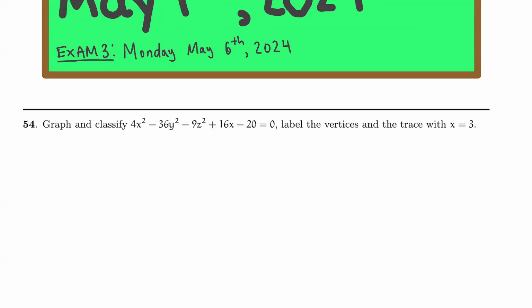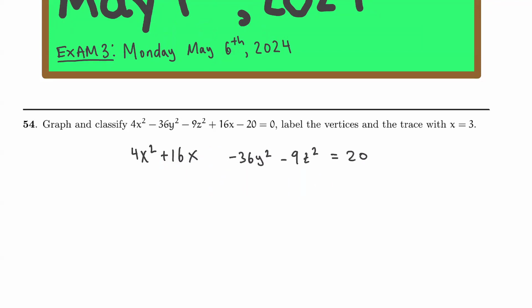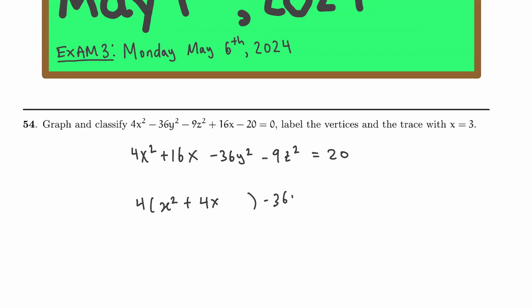What I will do first is group the terms: 4x squared grouped with 16x, then minus 36y squared, minus 9z squared, and all of this will equal 20 because I'm moving the 20 over to the right-hand side. Now that I grouped the variables, I can complete the square. But before that, I have to factor the 4 out first. So it will look like this: 4 times (x squared plus 4x), minus 36y squared, minus 9z squared equals 20.